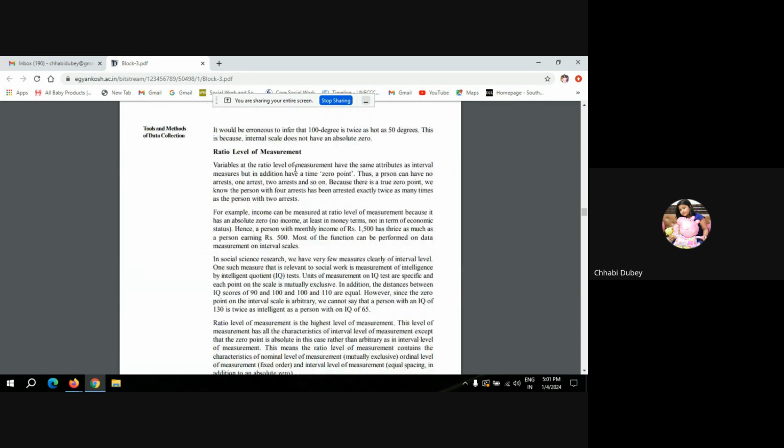And finally, we have the ratio level of measurement, where the variables have the same attributes as the interval level, but in addition, they have a 0 point. Okay, so there can also be a 0 point, and this is known as the ratio level of measurement.